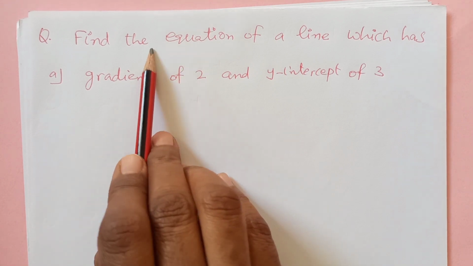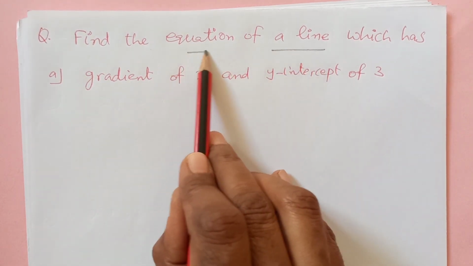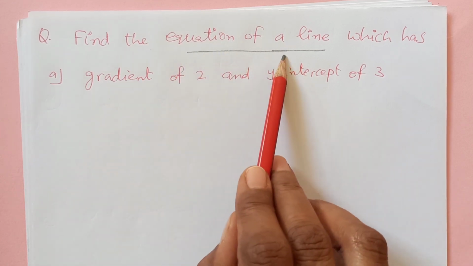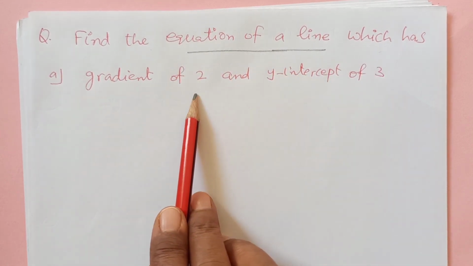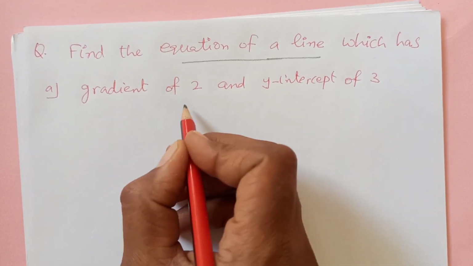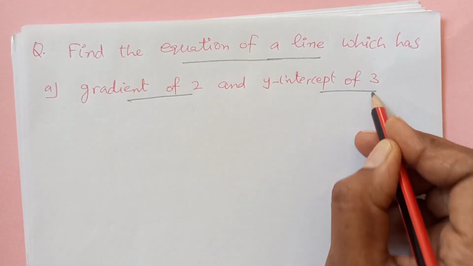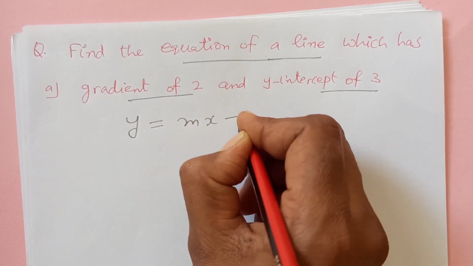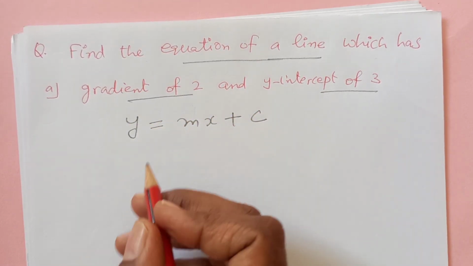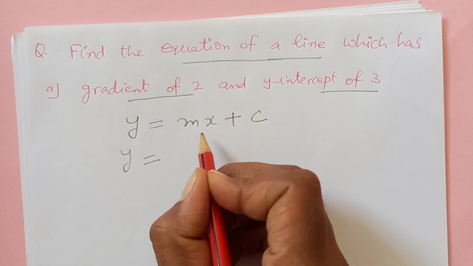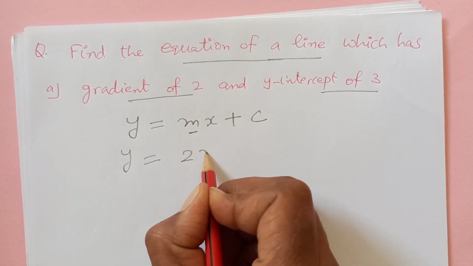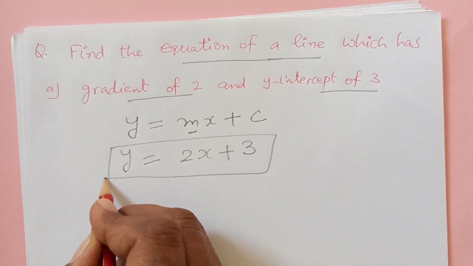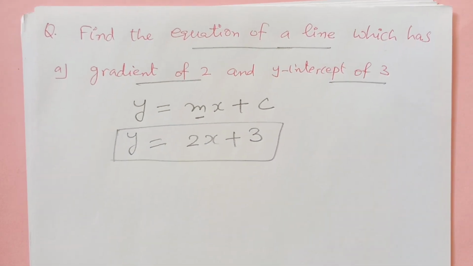We have to find the equation of a line. Previously we were given the equations. Now find the equation of the straight line which has a gradient of 2 and y-intercept of 3. So now we have the gradient of 2 and the y-intercept. You know the general equation is y equals mx plus c. Just substitute these values. m is now 2 and c is 3. That's it, the equation of the straight line.